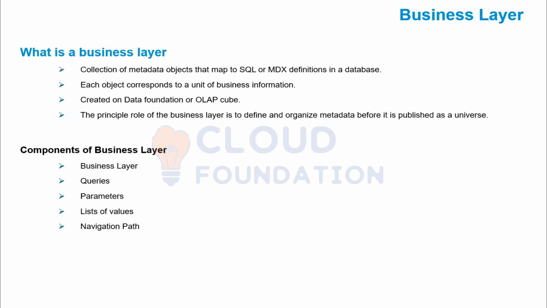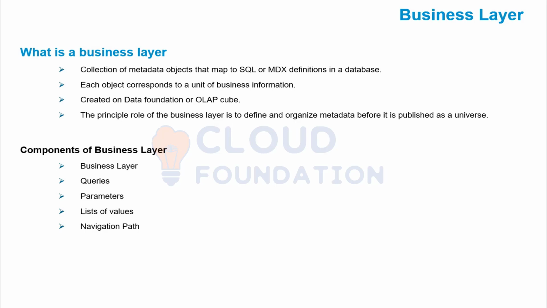From the database tables, what are all the columns that we require? We will give them a proper name and create objects so that the end user will understand. The principal role of the business layer is to define and organize metadata before it is published as a universe. So before publishing the universe, we will define and organize it in a folder structure in a neat manner so that it is very understandable for the users.